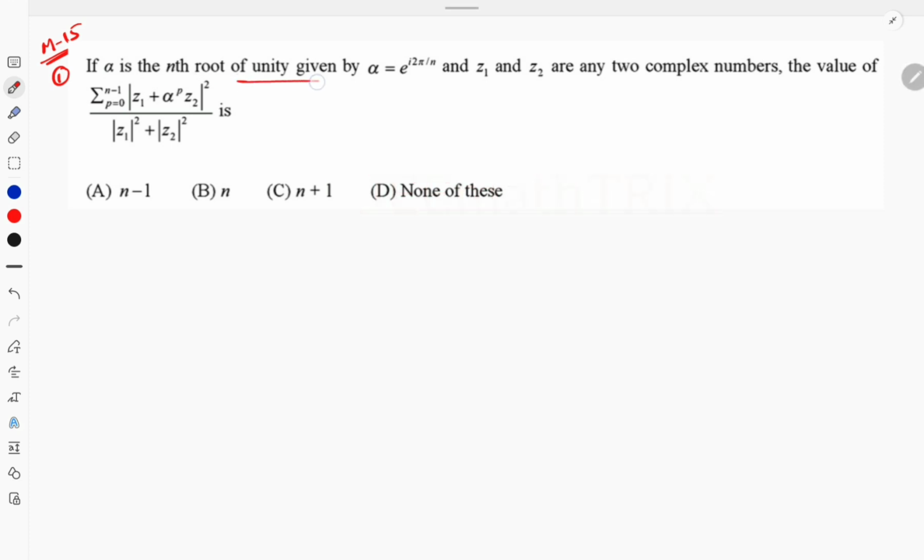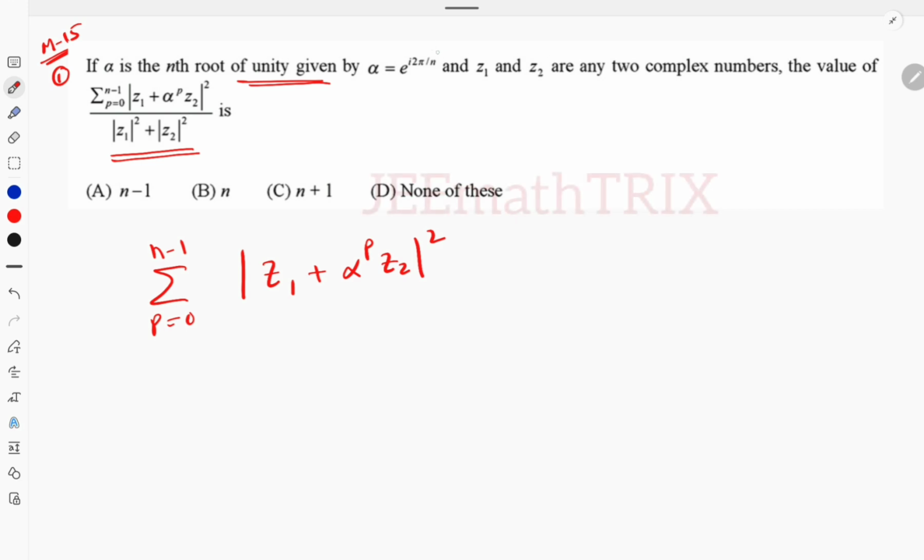Alpha is an nth root of unity, and z1 and z2 are two complex numbers. Then we need to find the value of this expression. In this expression, if we observe the numerator, the numerator is the summation of terms of the form modulus of z1 plus alpha power p z2, whole power 2, where p is running from 0 to n minus 1. Let's look into that first.